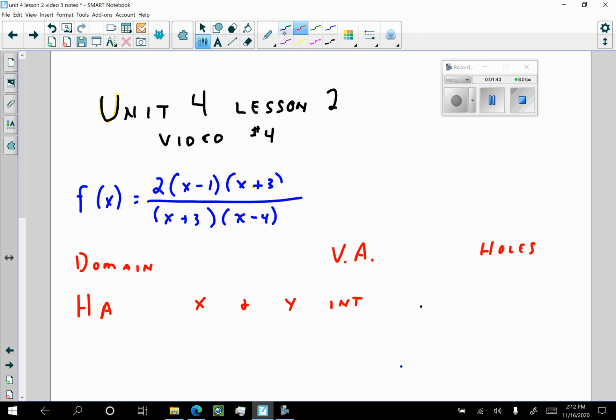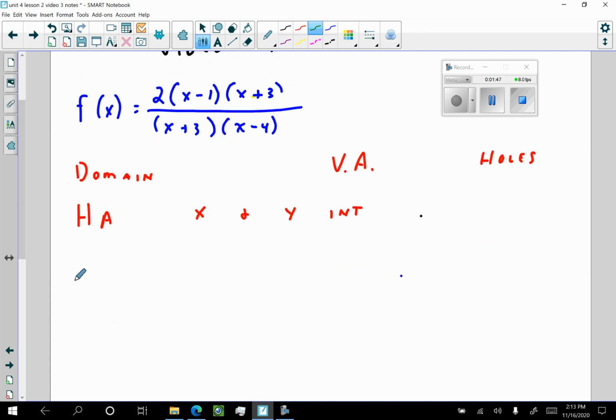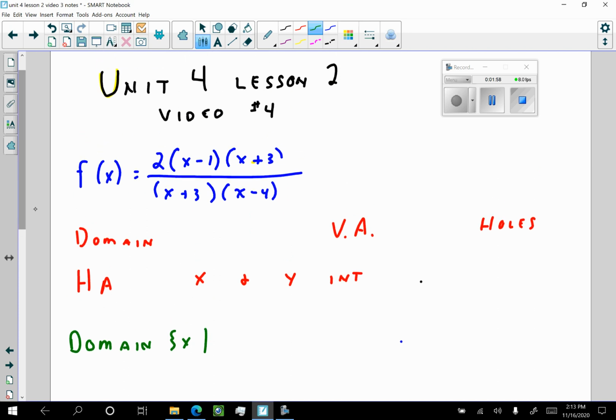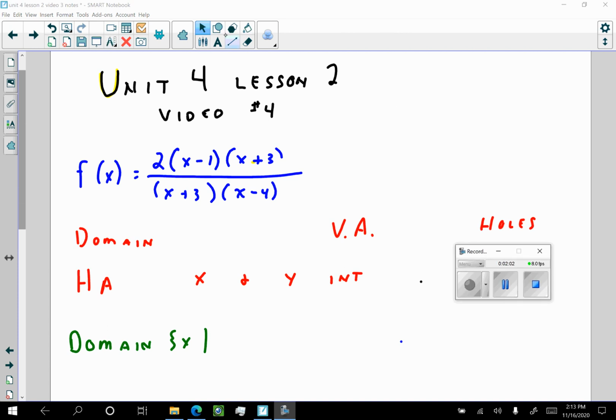So the first thing we always do for a rational function is find the domain. The domain happens when the bottom is not equal to 0. Right off the bat, let's write the top out there. The top is this.